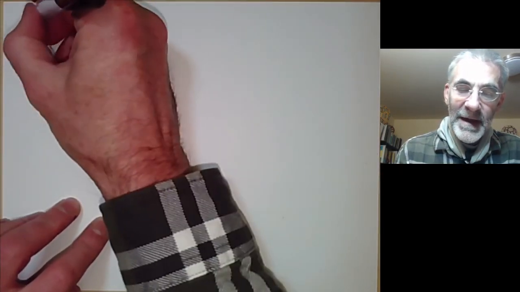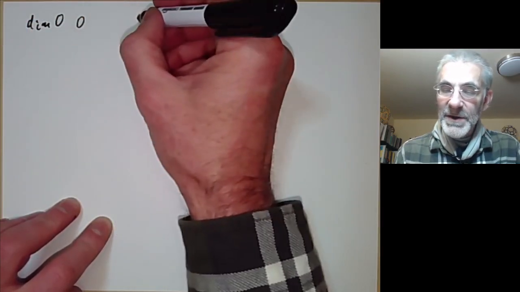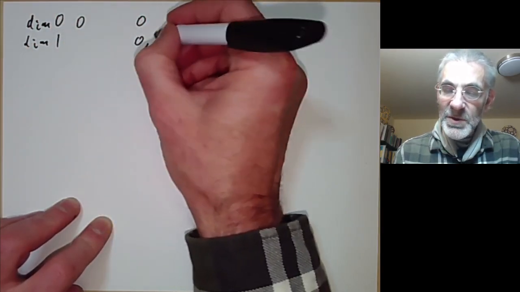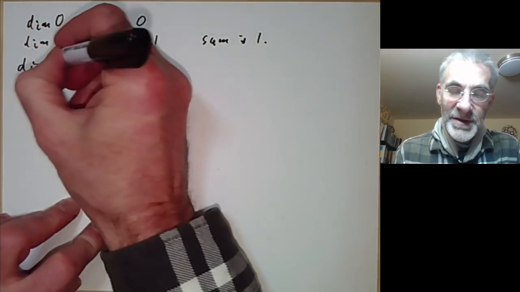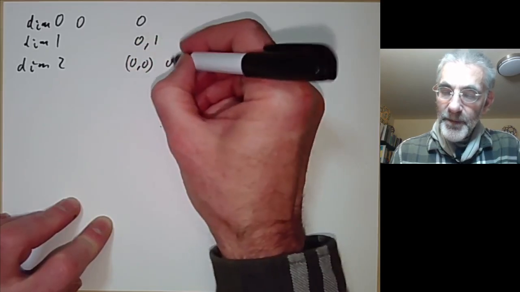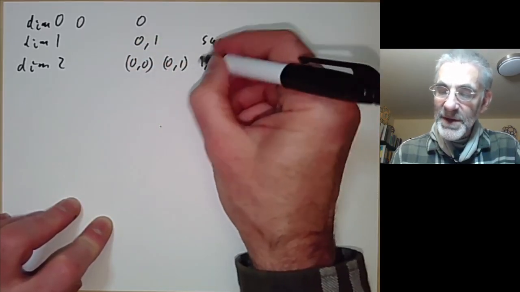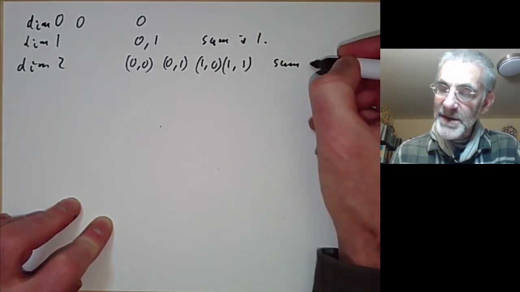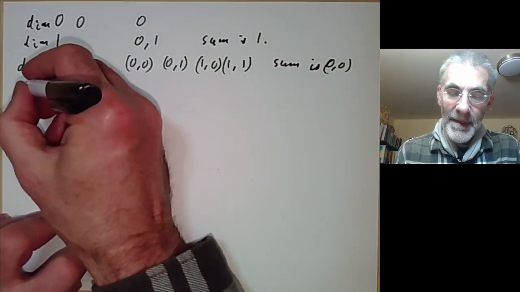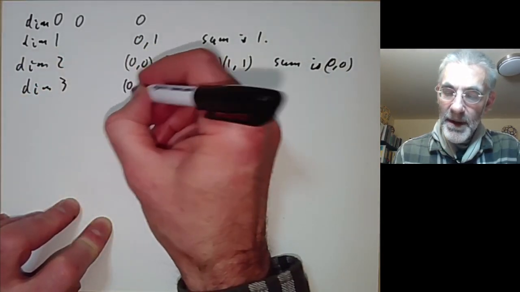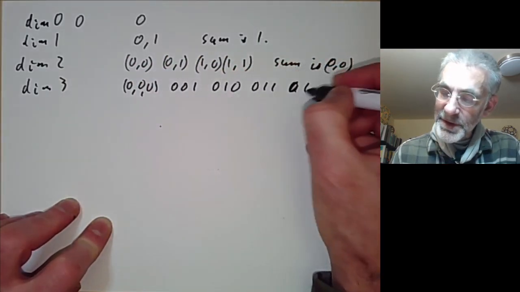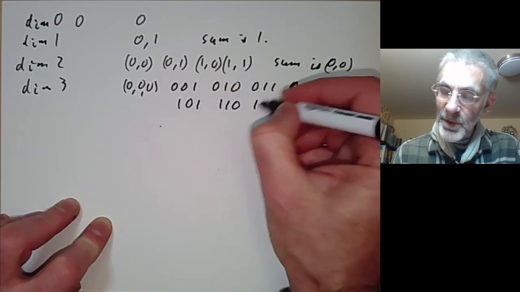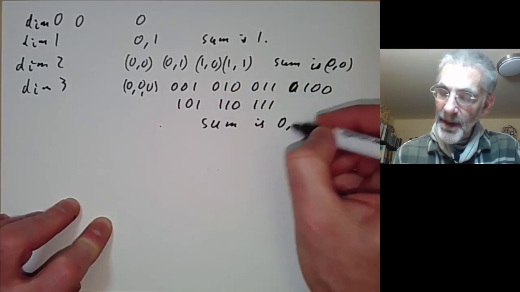If the dimension is 0, then there's only 1 element, which is 0. If the dimension is 1, then we can write the 2 elements as 0 and 1, and the sum is non-zero. If the dimension is 2, then we choose a basis and we get 4 elements of the vector space, and you can see the sum of these is just 0. And if there are 8 elements in dimension 3, then we get 000, 001, 010, 011, 100, 101, 110, and 111. And again, you can check the sum is 0.